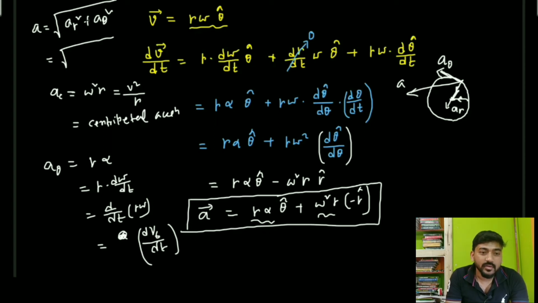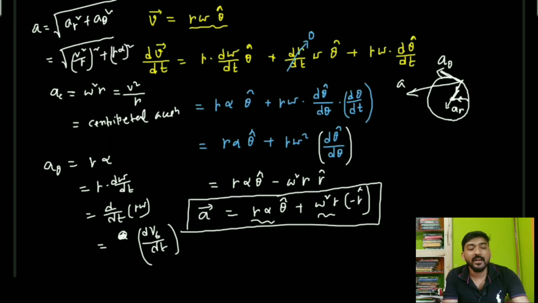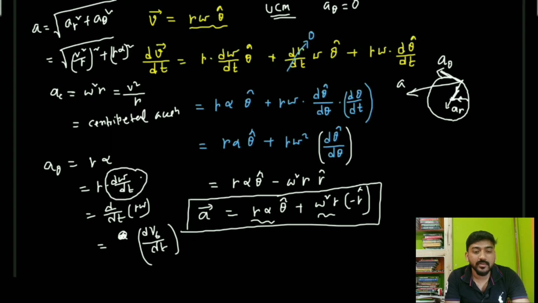So A squared is nothing but omega square r, or you can say v square by r whole square, plus a theta, you can say r alpha whole square. Now again I would like to say, if you talk about uniform circular motion, UCM, then what will happen? Then obviously a theta is equal to 0. Why is a theta equal to 0? Because in that case omega is equal to constant. So if omega is constant, then this term, d omega dt, will be 0.